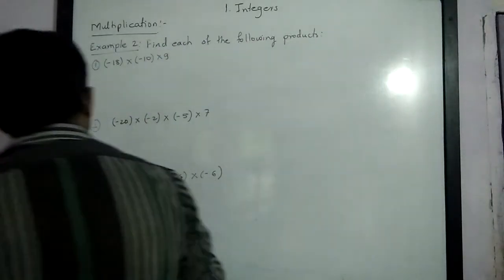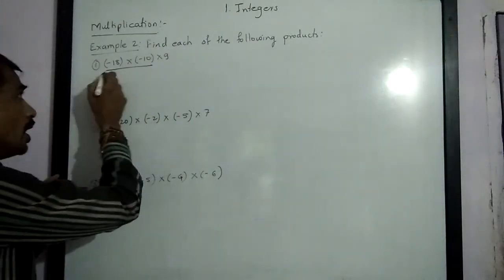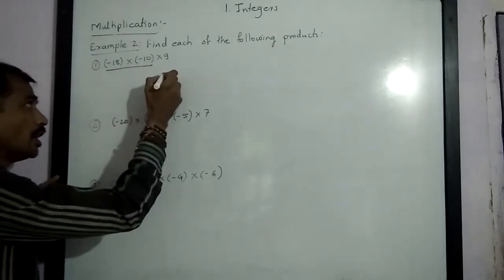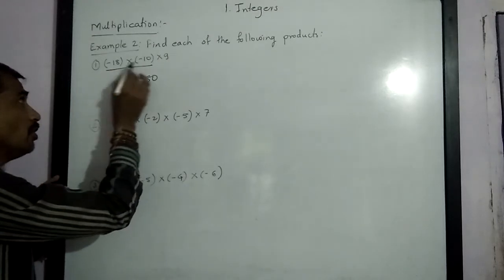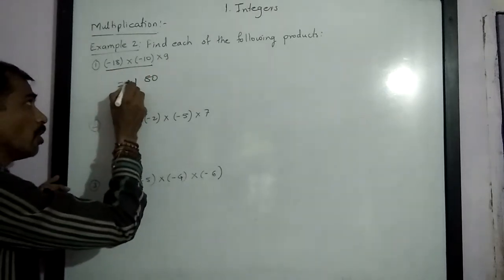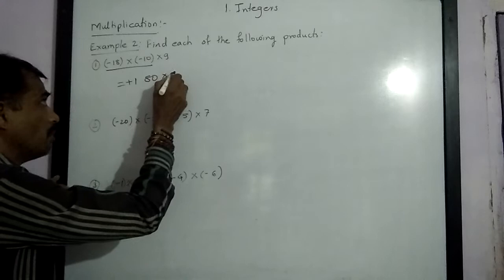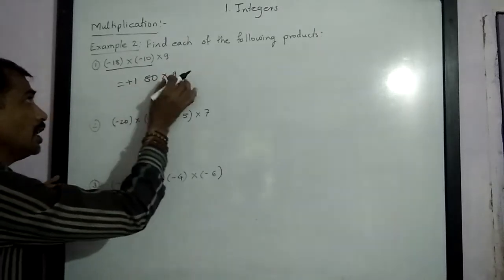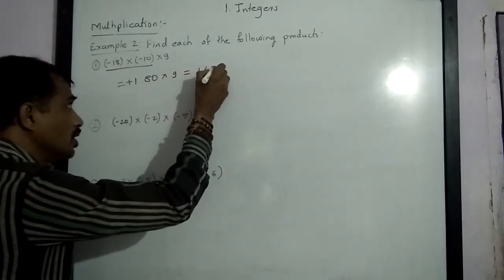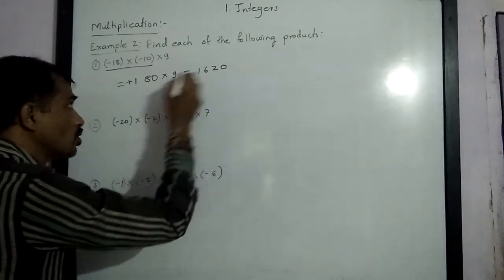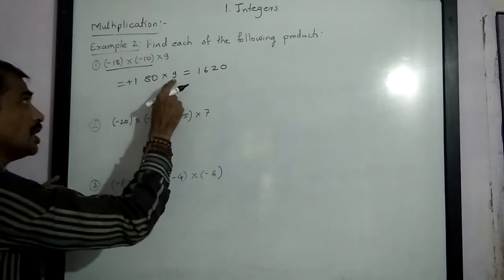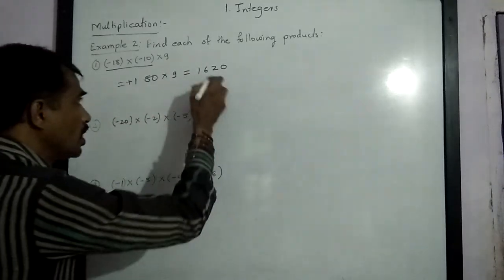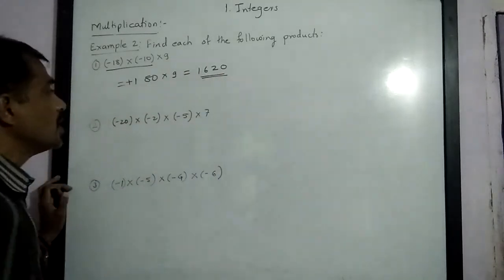So we will do this. 18 tens are 180. So this is equal to 180. Negative into negative is positive, so we will get positive 180 multiplied by 9. Now 18 nines are 162, this 0 as it is. So 9 zeros are 0 and 9 eights are 72, 7 carries, 9 ones are 9 plus 7 is 16. So you will get 1620.